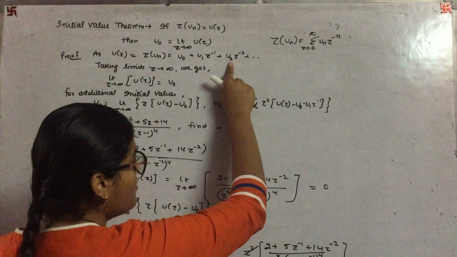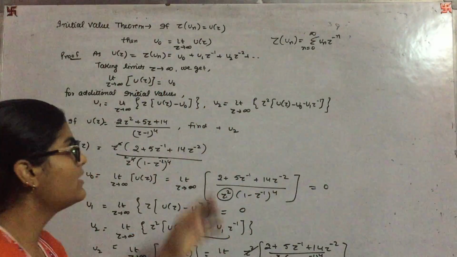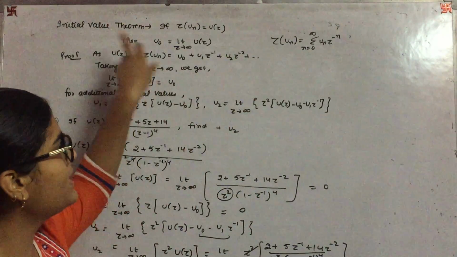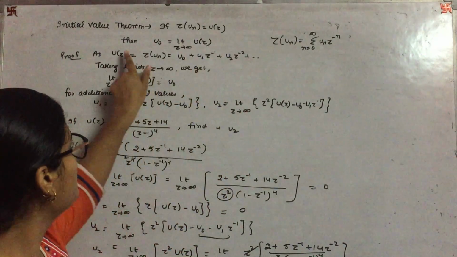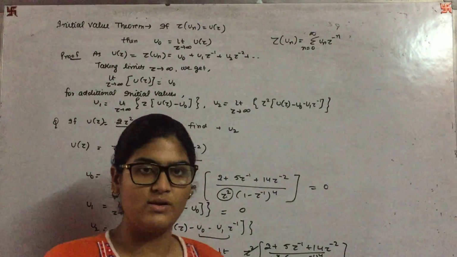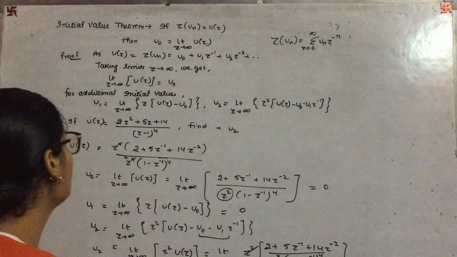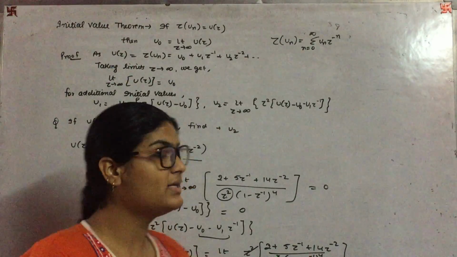Similarly, if you have to find the value of u2, you simply take z inverse square into the denominator. 1 upon z inverse square means z square, so it is z square times U(z) minus u naught minus u1 z inverse. Okay, this is our initial value theorem. Let us see some examples over it so that you can easily understand it.